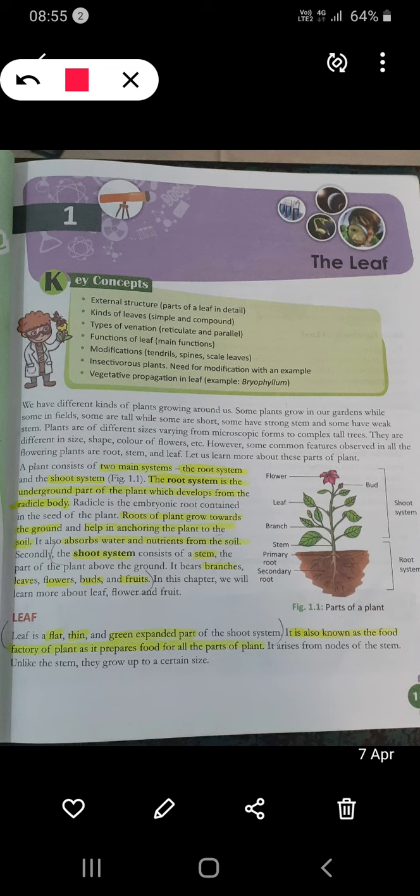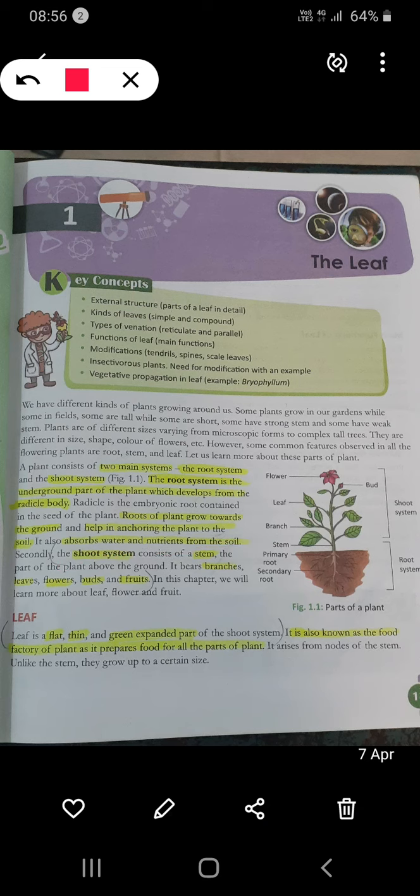Now roots of plant grow towards the ground, we know, and it helps in anchoring the plant to the soil because it gives a support and it holds the plant in the soil. It also absorbs water and nutrients from the soil, we know, because if the plant will not get water and nutrients, the plant will not grow. So root is a very important part of a plant.